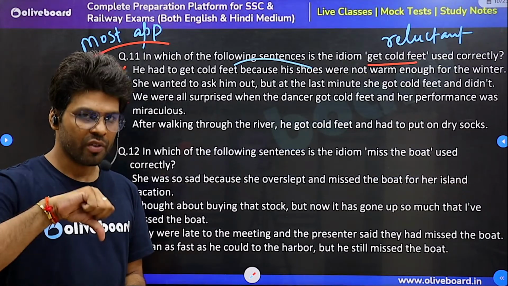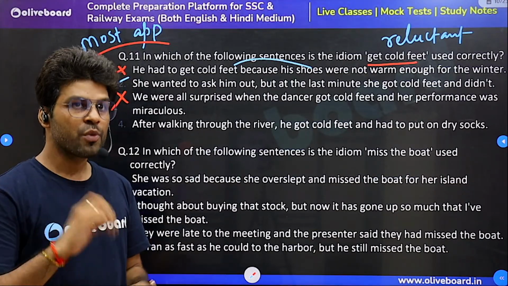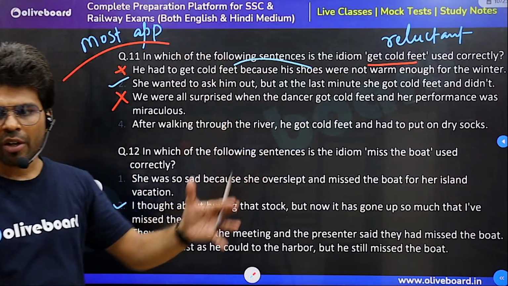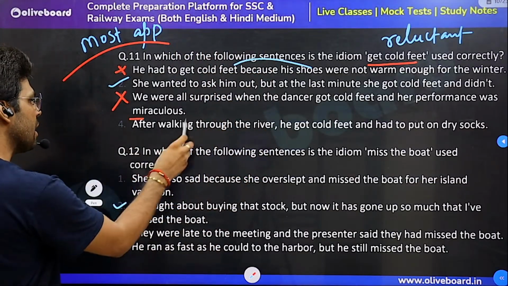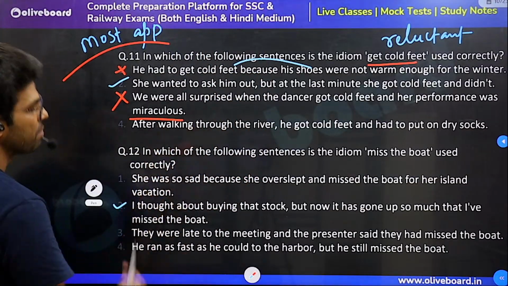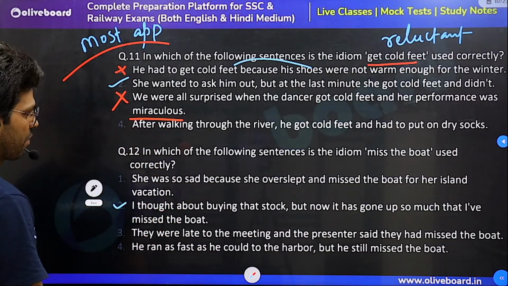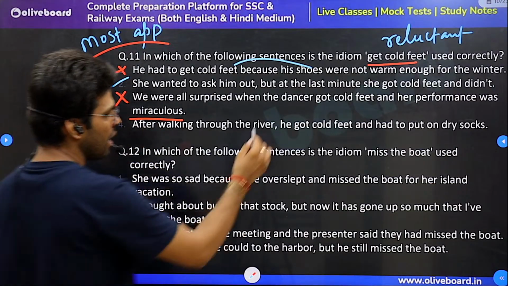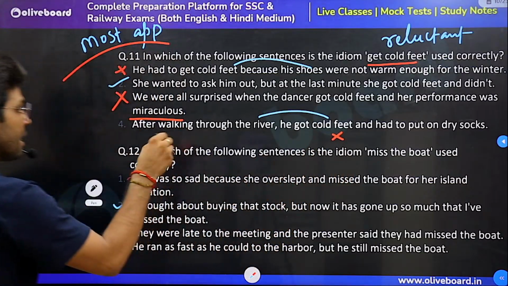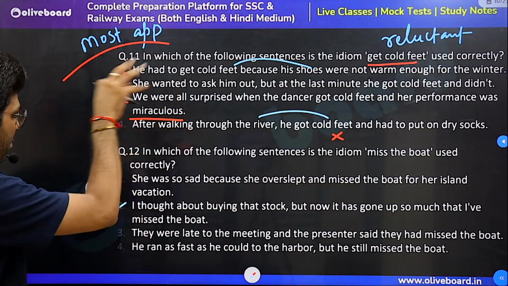That means she got nervous. But her performance was miraculous. You know the meaning of miracle. So when you say miracle, that's positive in nature. We can't say reluctant and anxious and nervous and such. After walking through the river, he got cold feet. That's the real usage, not the idiomatic one.